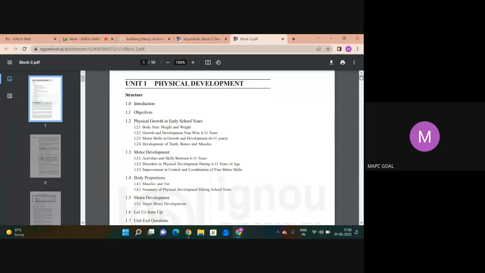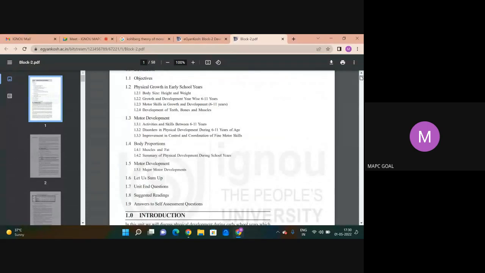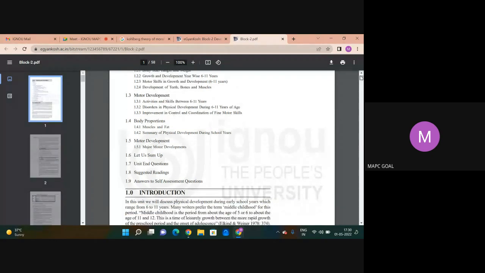And again, it's a very simple block. This unit is talking about the different kinds of physical changes, the growth and development that takes place between the age group of 6 to 11 years, and the motor skills that develop in between the age range of 6 to 11 years, the development of teeth, bones, muscles. So we'll talk about the physical development. They're very simple, nothing much has to be discussed, but just a general explanation of that. Then motor development, the activities and skills that get developed between 6 to 11 years. Then disorders in physical development during this particular age group. And then what are the improvements in control and coordination of fine motor skills? And then we also will see some videos related to this topic, and then body proportions, muscles and fat, and summary of physical development during school.